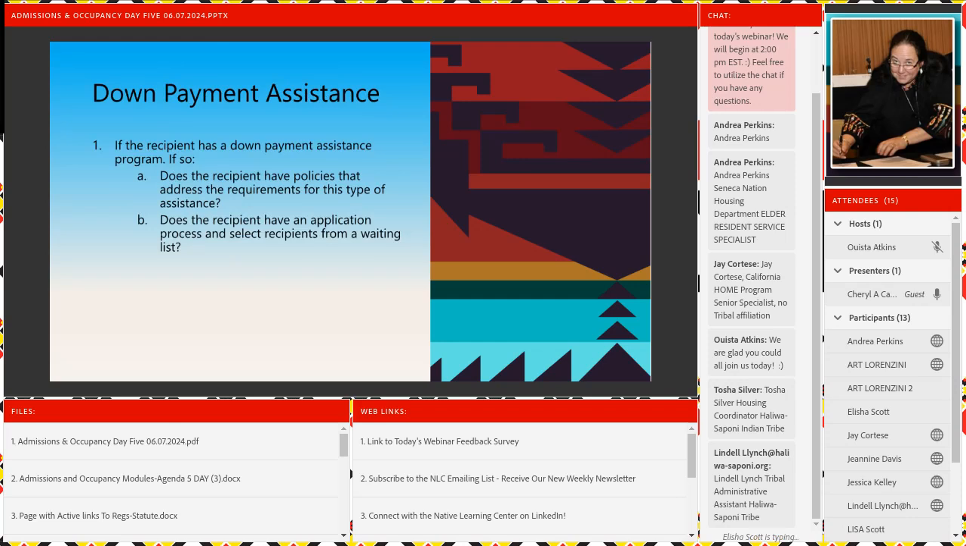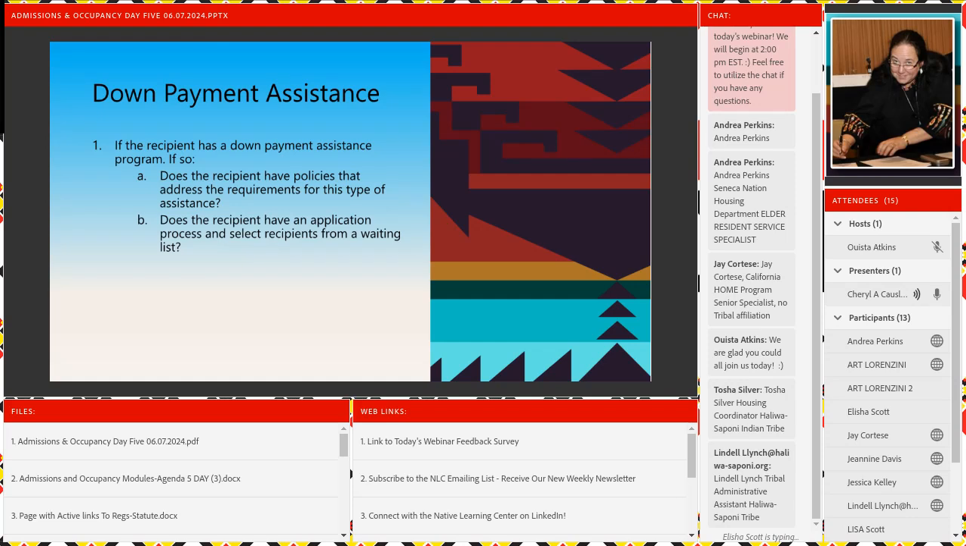So down payment assistance, they're going to look at that program if you offer it. If the recipient has a down payment assistance program, do they have policies that address the requirements for this type of assistance? Does the recipient have an application process and select recipients from a waiting list? Okay. It's very important that you just don't serve whoever, you know.